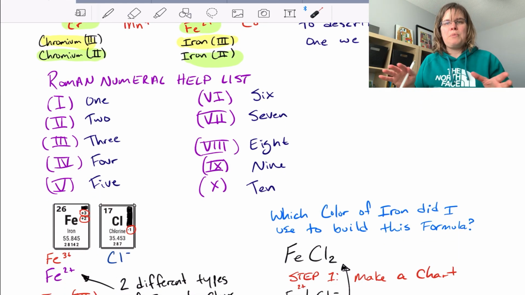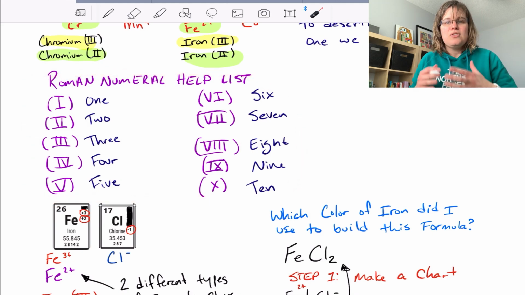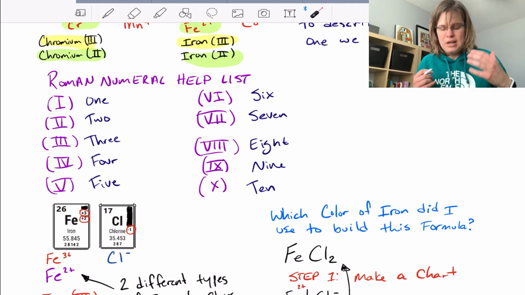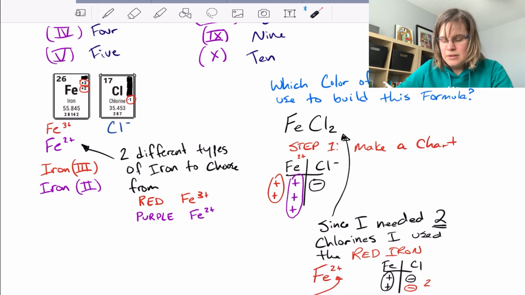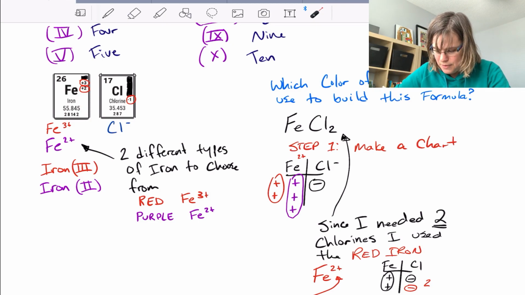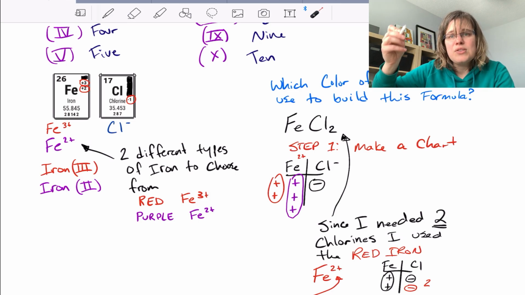So here's all the Roman numerals. If you don't remember how to write them, this is new for you, they're all right here, how to write them. So look to these notes for reference if you need it. Here's an example. Iron chloride. Dang it, iron's got 3+ and 2+. Oh boy, so 2 different types of iron to choose from. We've got the red iron, kind of like the banana Slurpee, and we've got the iron that is purple, which is iron 2, kind of like the Dr. Pepper Slurpee. So the first thing is you need to make a chart.